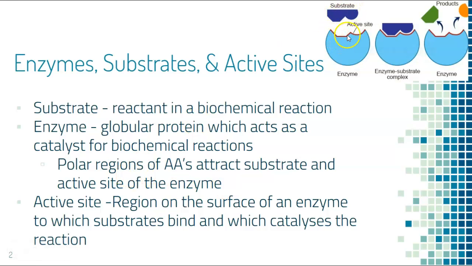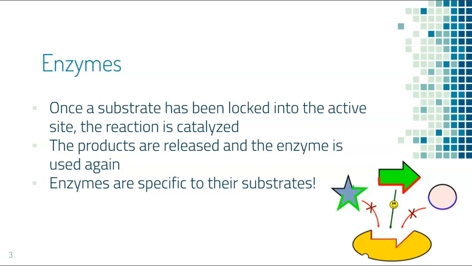So right here on this enzyme, you would have polar amino acids, and the substrate would be attracted to that so that it would actually interact with the enzyme. The active site itself is the region on the surface where the substrate binds and where the actual reaction happens. Once the substrate has been locked into the active site, the enzyme starts the catalyzation of the substrate. The products are released and the enzyme is used again and again, okay?